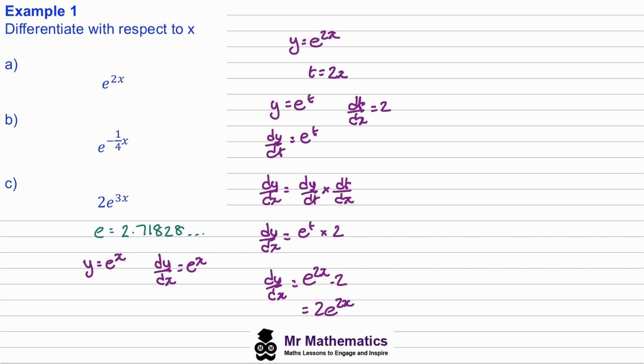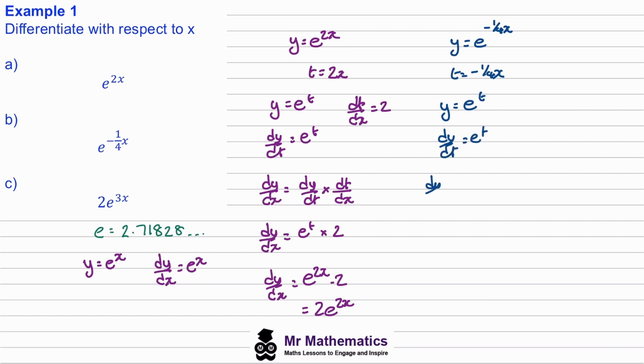Let's apply the same idea for question B. So if we say that y is equal to e to the negative 1/4 x, then we can let t equal this power, so negative 1/4 times x. And then we'll substitute this t into here. And now we can find dy by dt as e to the t.